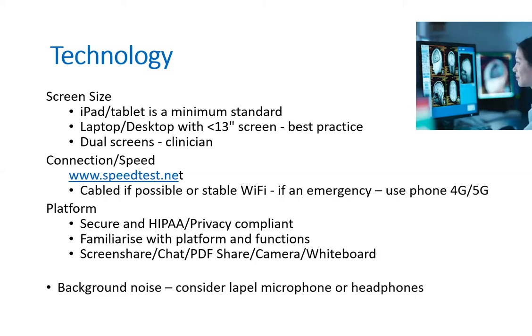We have dual screens ideally at the clinician end, which makes it much easier in terms of the screen sharing function. In terms of speed, if you can have broadband connection or cabled internet, that's ideal because it's less likely to break down. But try and make sure that the client has stable Wi-Fi and that you have stable Wi-Fi at home as well, by minimising everyone else using the Wi-Fi at your house, just to make sure that your Wi-Fi is the most stable it can be. And in an emergency, you can use, in Australia anywhere, a 4G or 5G backup.